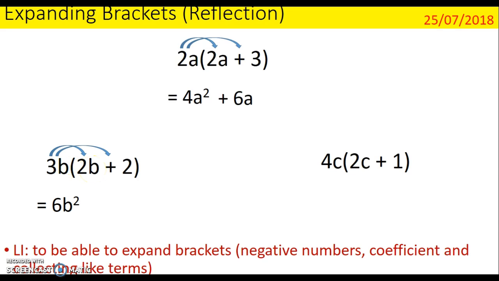And 3b times 2 would be 6b. For the last example, 4c times 2c would be 8c squared, and 4c times 1 would be 4c. So I want you to start doing the questions now. Pause the video.